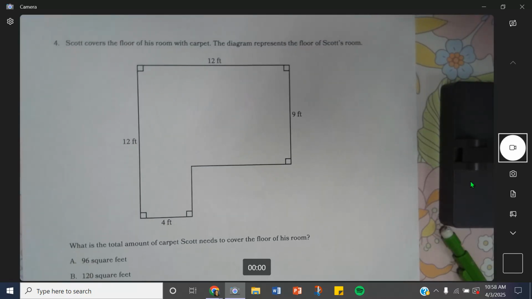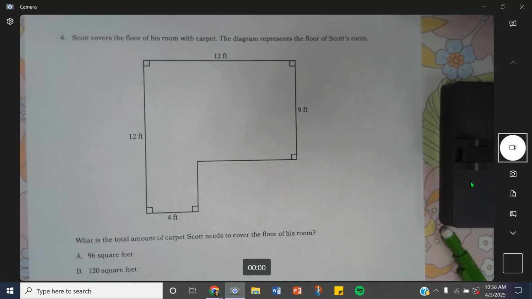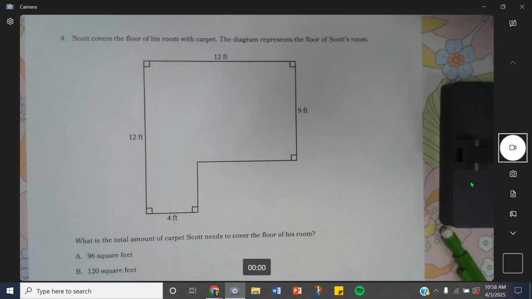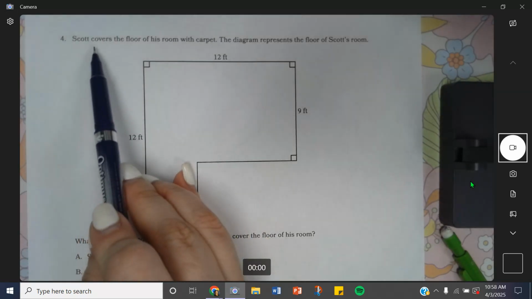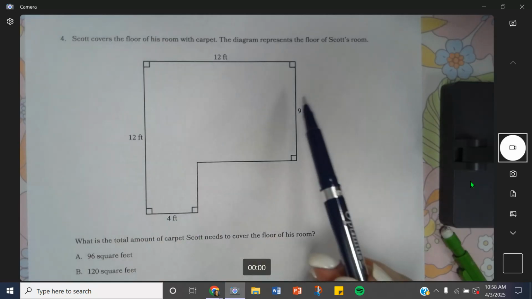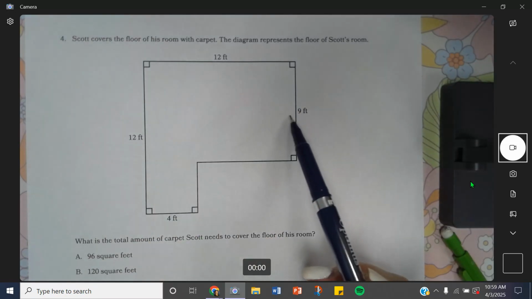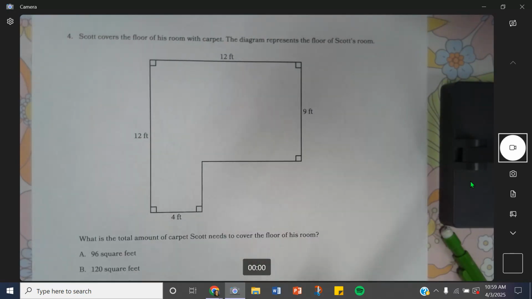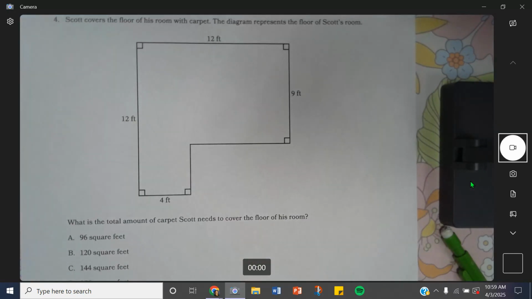Okay, let's go ahead and look at problem number 4. Problem number 4 is asking us to find the area that Scott needs to cover the floor of his room. It says, Scott covers the floor of his room with carpet. The diagram represents the floor of Scott's room. So if we were looking at this from above, this is the layout of Scott's room, and he needs to figure out how much carpet he needs for this room.